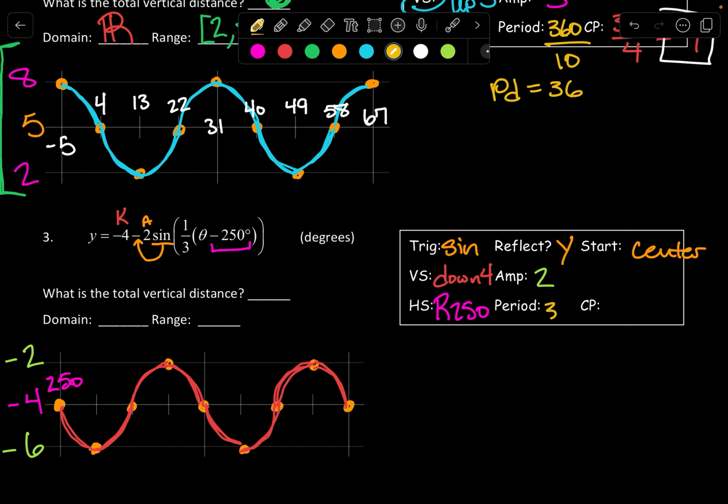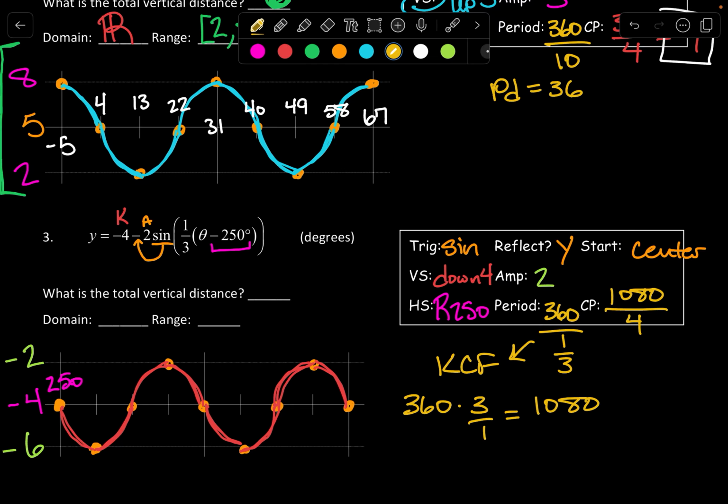My period is going to be 360 over B. B is 1/3. So I'm going to flip that, and I'm going to do 360 times 3 over 1, which is 1080. Critical point is going to be period over 4. 1,000 divided by 4 is 250. 80 divided by 4 is 20. 250 plus 20 is 270 degrees.